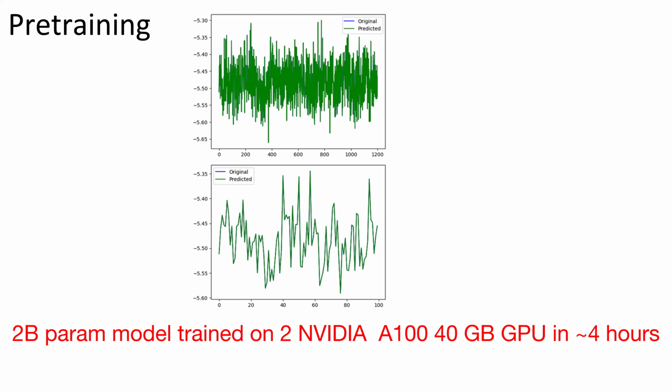Coming back to our compute efficiency. So this is a 2 billion parameter model. On HCP, you can train this on 2 GPUs in about 4 hours. So computationally, it's quite attractive compared to other alternatives that exist.